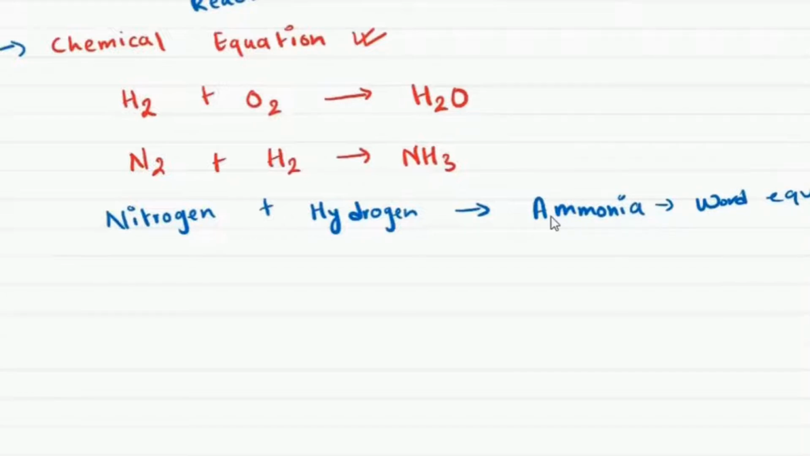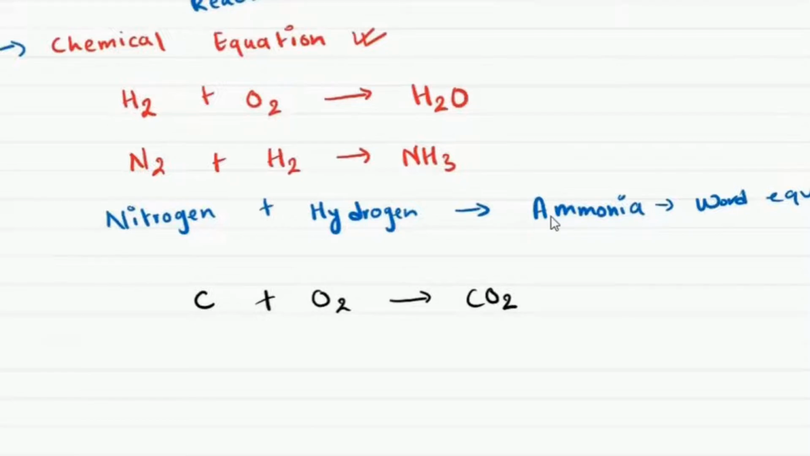Now we have learned about chemical equations. These chemical equations can sometimes be balanced and sometimes unbalanced. So what does it mean when chemical equations are balanced or unbalanced? Let's say we have carbon. Carbon reacts with oxygen to give carbon dioxide.